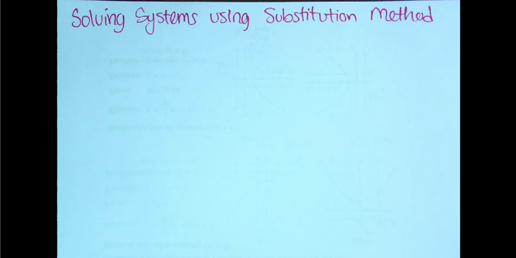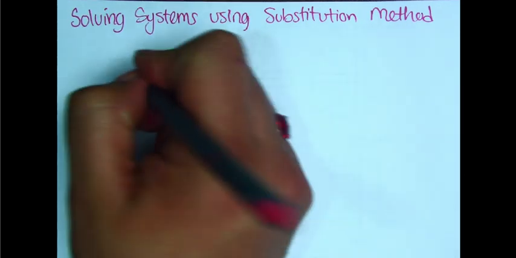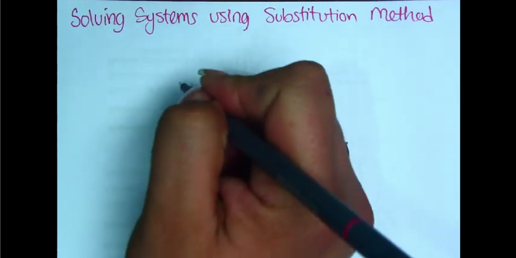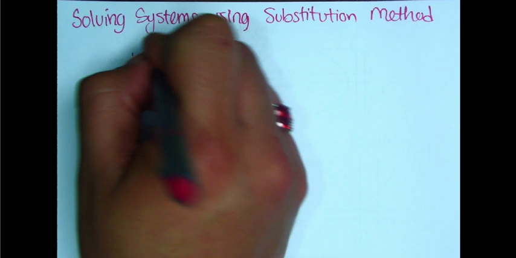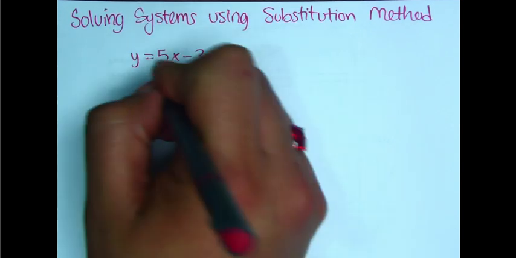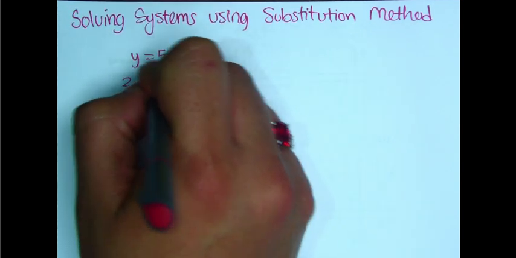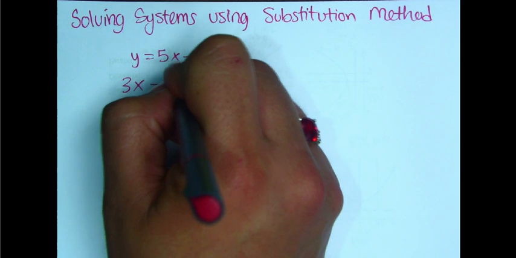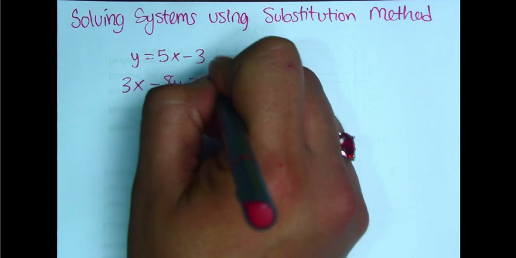Welcome back. In this video, I'm going to explain how to solve systems of equations using the substitution method. When we are given a system of equations, it looks like two equations at the same time. And the method of substitution means that we're going to replace one of the equations into the other. We're going to substitute it into the other.